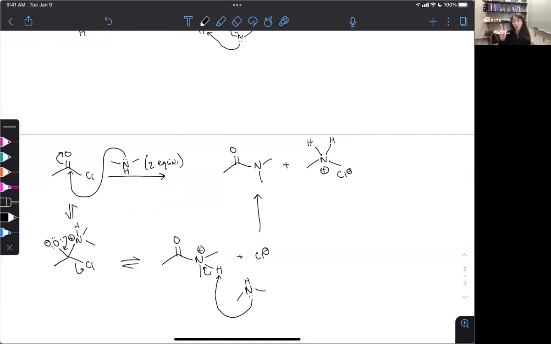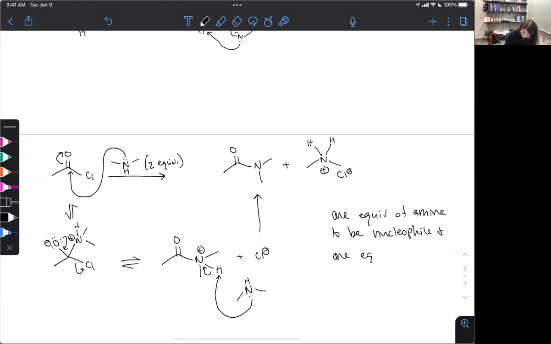So we need at least two equivalents of that amine, one to act as a nucleophile, and the other one to be a base.